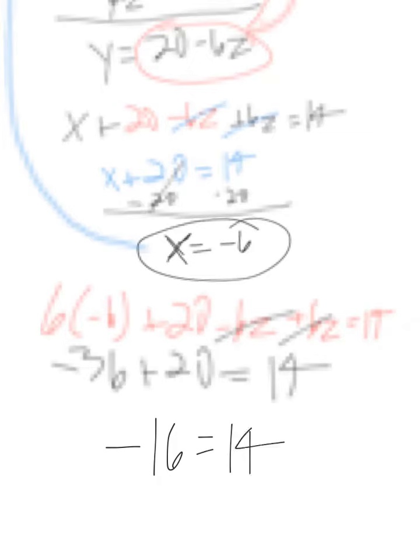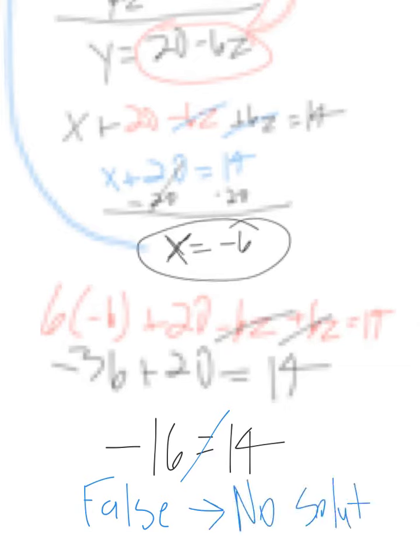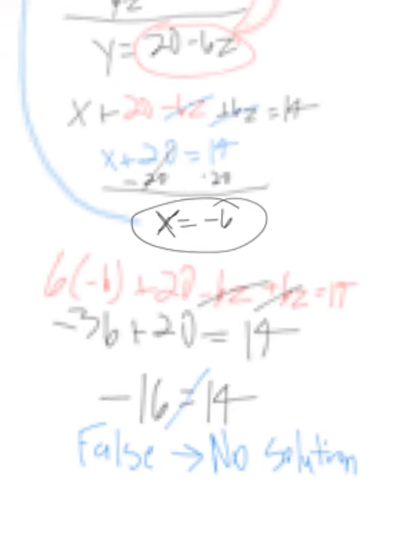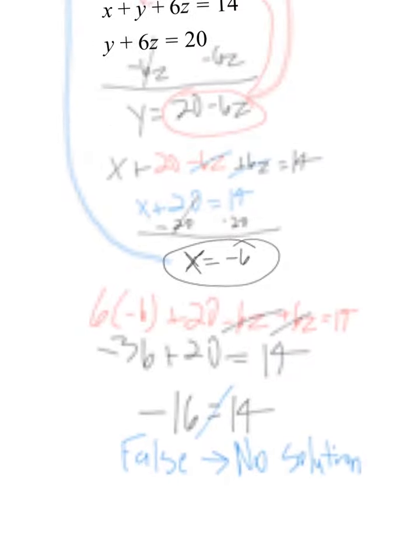So you got to think about when we first did notes over this. That is not true. This is a false statement. If you ever get a false statement, remember that means there is no solution. Alright, so once you get to a false statement, you can just stop. You don't have to try and figure out if y equals a number as well. You're done with this. That's the answer to this one.